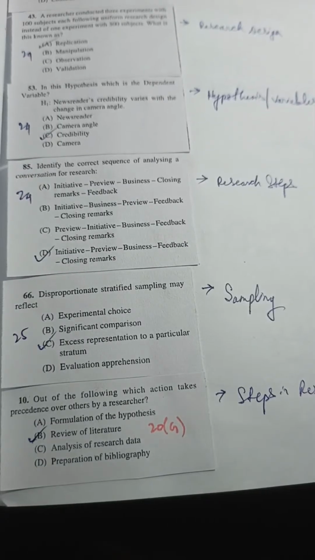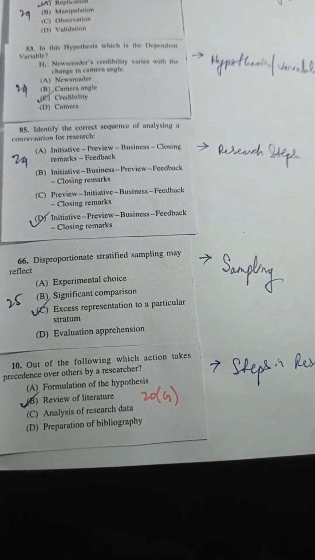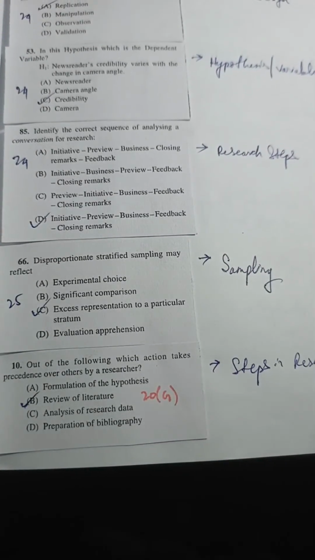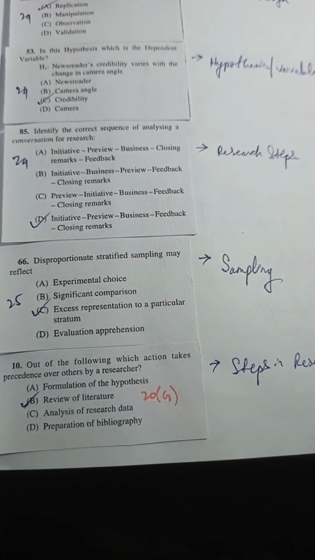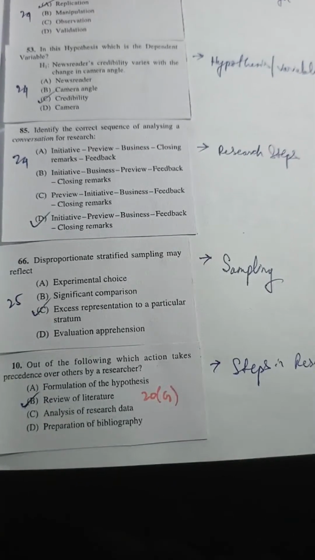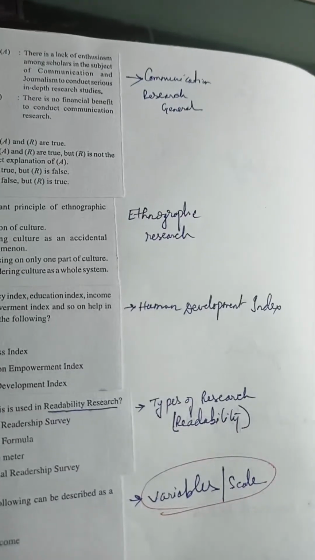Then we have steps in research. We have another question from steps in research. So what is being asked? Out of the following, which action takes precedence over others by a researcher? It is review of literature. The right answer will be review of literature, because we are reviewing others' work, the previous literary work. So it's literature review.